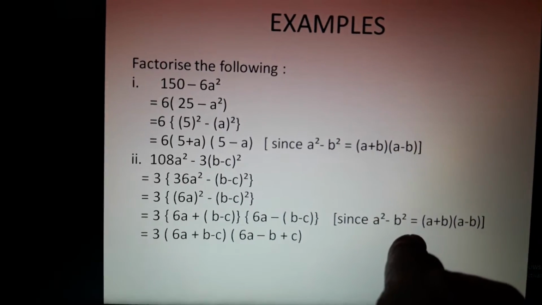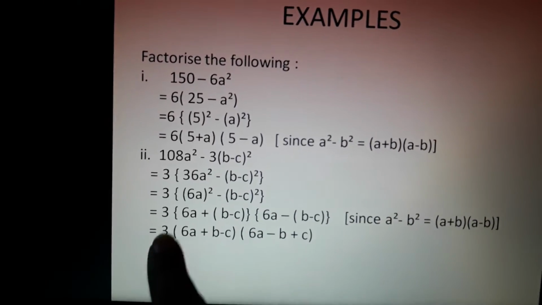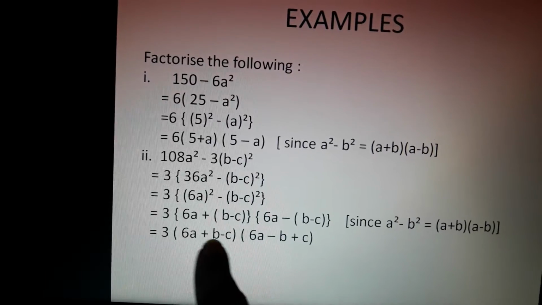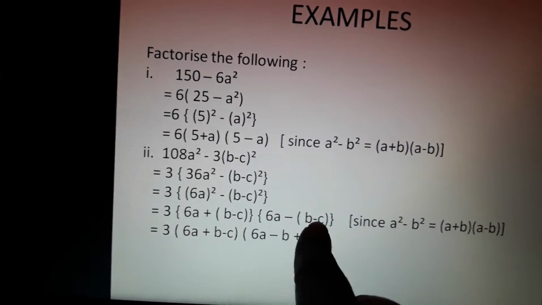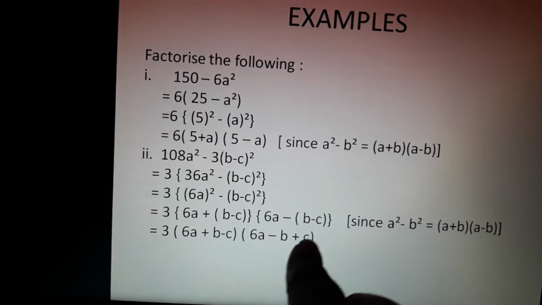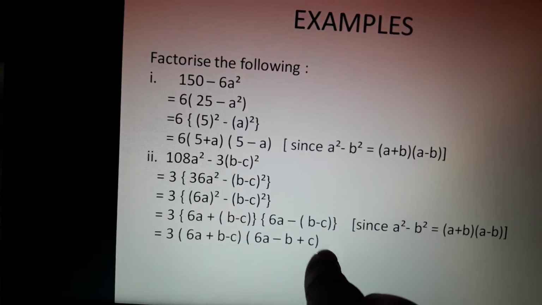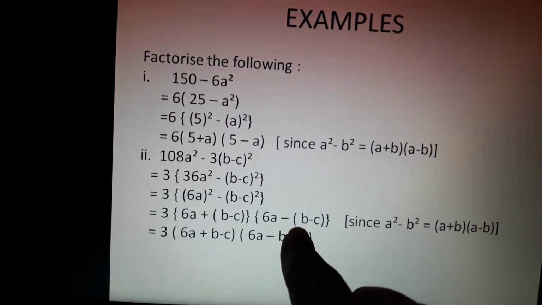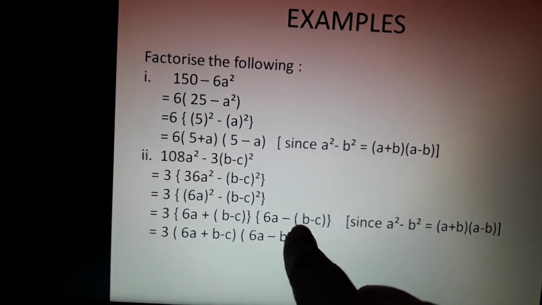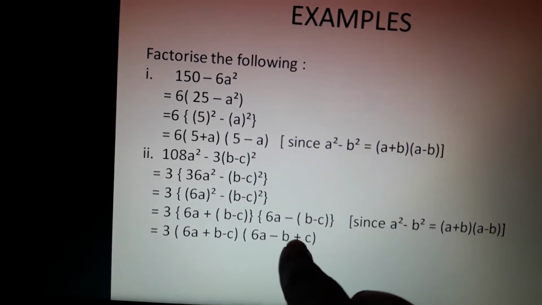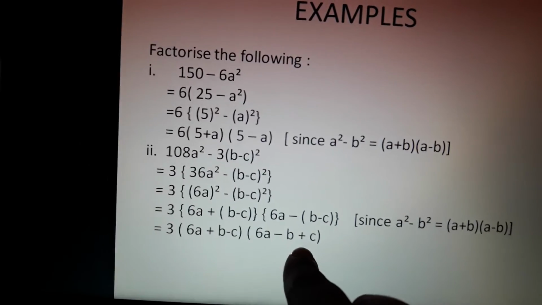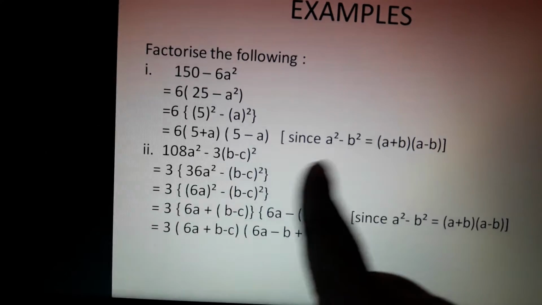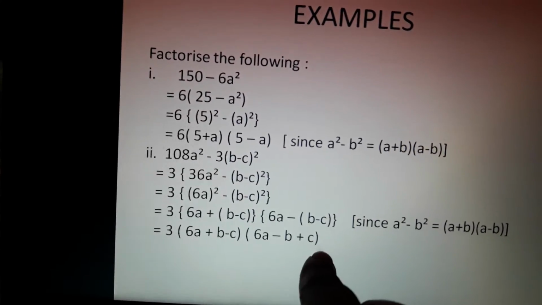Again give the reason, because reason is very important. So 3 into, we get 6a plus b minus c, and 6a minus b, and here minus into minus will become plus, so plus c, and close this bracket. Now here lies the importance of this circular bracket. If you don't put the bracket, we may make a mistake here in changing this sign, because minus into minus will become plus. So be careful when you are doing this type of sum.